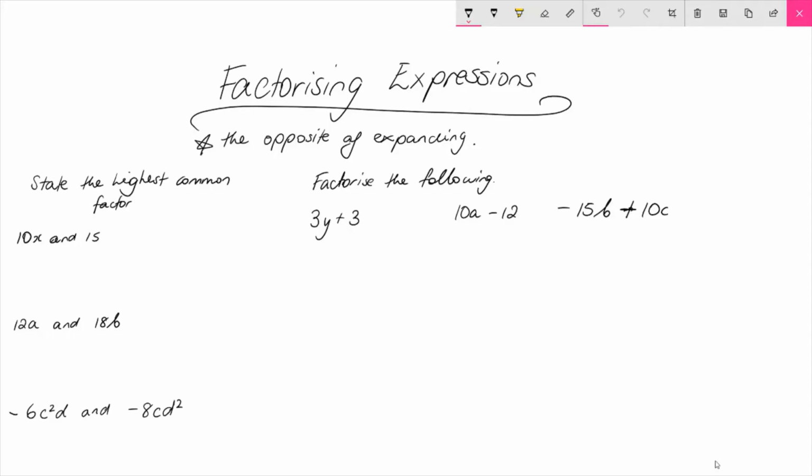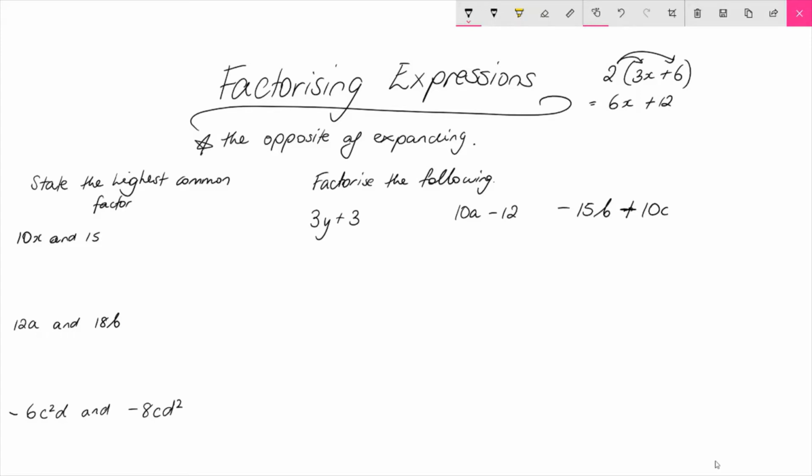It's the opposite of expanding. So when we expand, we take the numbers out of the brackets. So we multiply out. So we'd get 6x plus 12 here. When we factorize, we're going to be putting things back into their brackets. We're essentially going to be dividing and putting those numbers, the factors, back into their brackets.